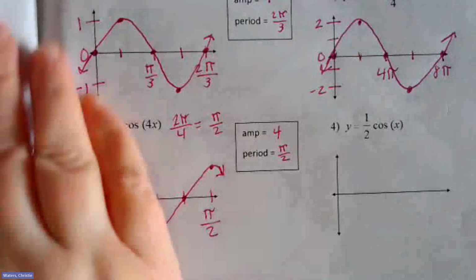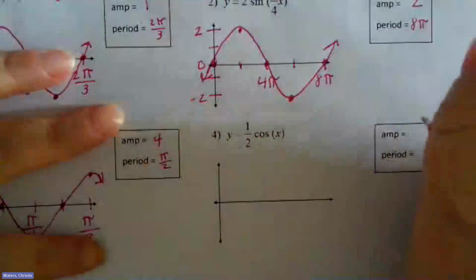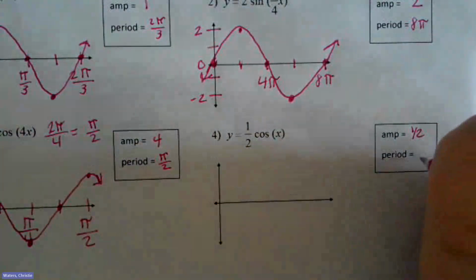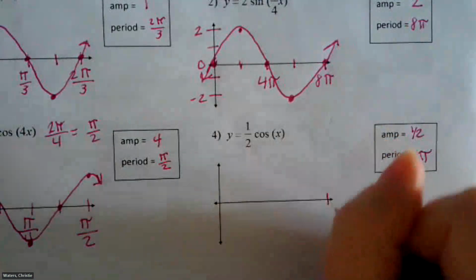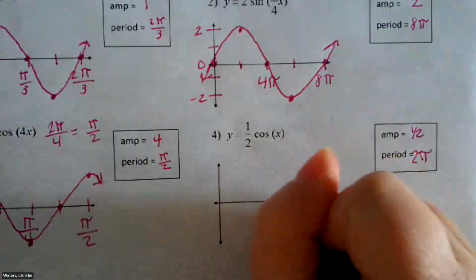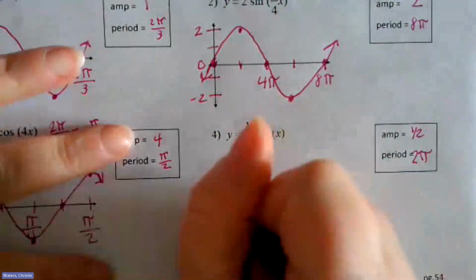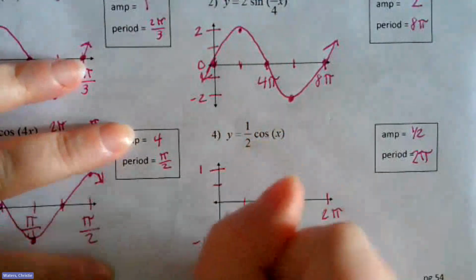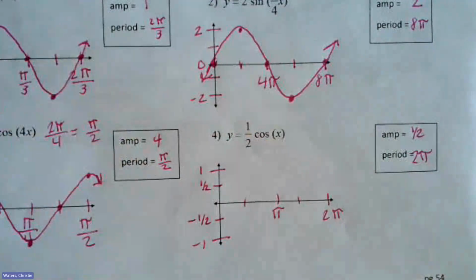All right, let's do number 4. Number 4 is 1/2 cosine x. So the amplitude is 1/2. Now there's no b value, which means the period is our standard 2 pi. Okay. Amplitude's 1/2. I'm going to try to make this one look a little different than the other one. If I say this is 1 and -1, then my 1/2 would be here, right? So I'm just going to make it a little shorter than the average graph.